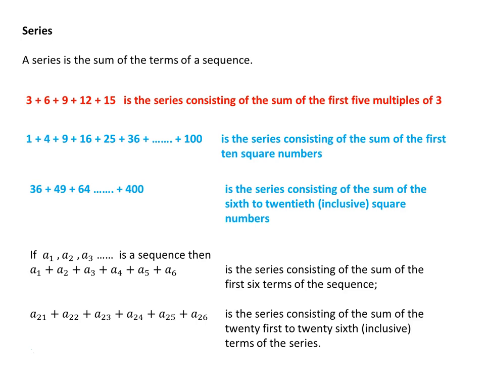And if we've got a sequence given by the terms A1, A2, A3, etc., then A1 plus A2 plus A3 plus A4 plus A5 plus A6 is the series consisting of the sum of the first 6 terms of the sequence. And similarly, A21 plus A22 plus A23 plus A24 plus A25 plus A26 is a series consisting of the sum of the 21st to the 26th inclusive terms of the sequence.